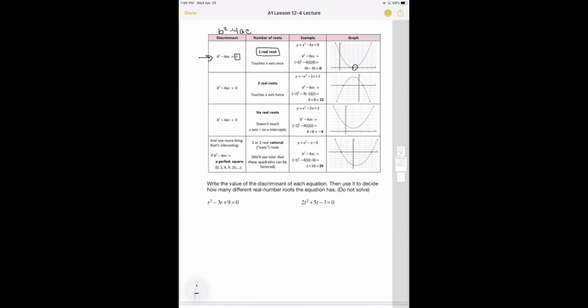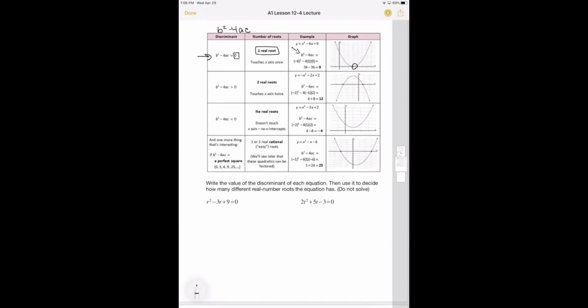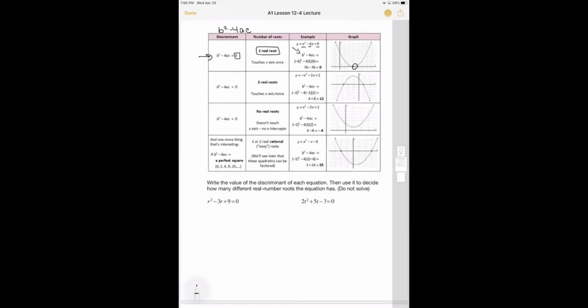Now let's look over here at an example. We have y equals x squared minus 6x plus 9, and let's go ahead and fill in the values. Well, b squared minus 4ac, they plugged it in. Remember, b is -6, c is 9, and a is 1. So b squared minus 4ac, they calculated it, and it's come out as 0. So when my discriminant is 0, what's under the root is 0, I have one solution, and I have one x-intercept. They're going to match.